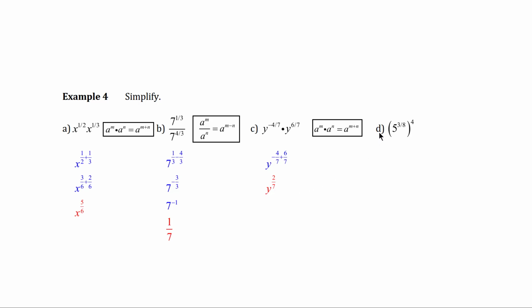Moving on to part D, we have parentheses, and then 5 to the 3 over 8 power, and an exponent of 4 on the parentheses. Since we have an exponent raised to another exponent, we just multiply the exponents together. So I have 5 to the 3 over 8 times 4 power. Multiplying the exponents together, we get 12 over 8. So I have 5 to the 12 over 8 power. Next, we simplify by reducing the 12 over 8, which is 3 over 2. So our final answer is 5 to the 3 over 2 power.